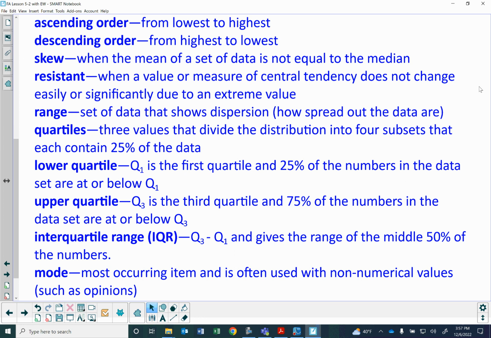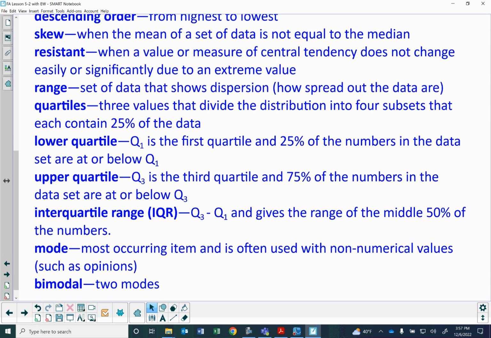You have your lower quartile, which is considered to be Q sub 1, which is the first quartile, and 25% of the numbers in the data set are at or below Q1. The upper quartile is known as Q3. It is the third quartile, and 75% of the numbers in the data set are at or below Q3. Your interquartile range, which I always refer to as your IQR, is quartile 3 minus quartile 1, and that gives you the range of the middle 50% of your numbers.